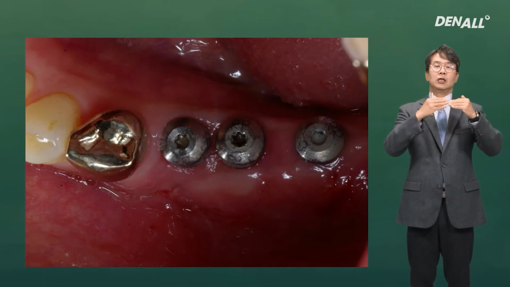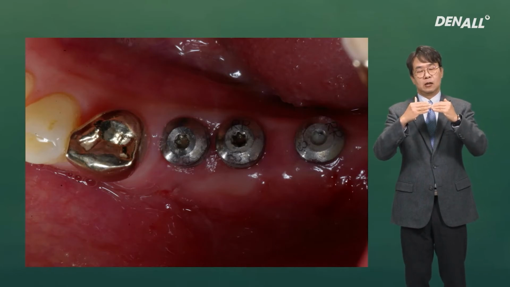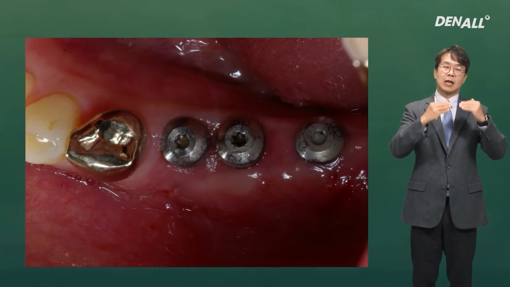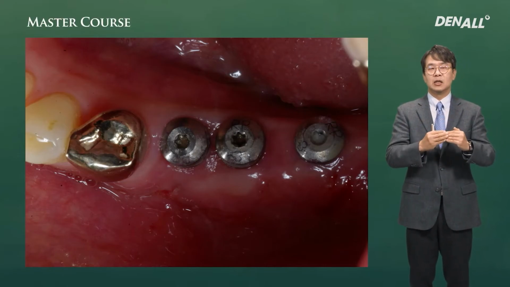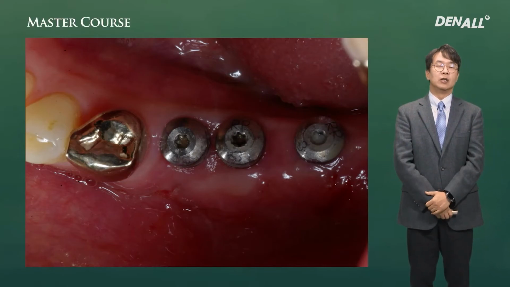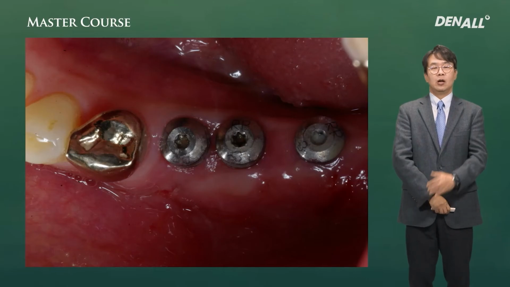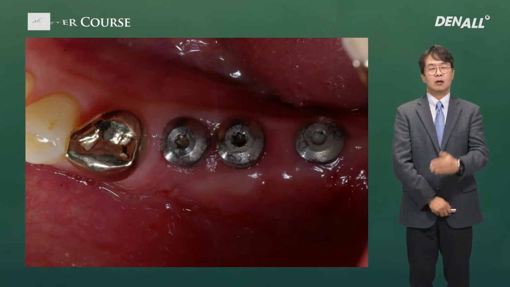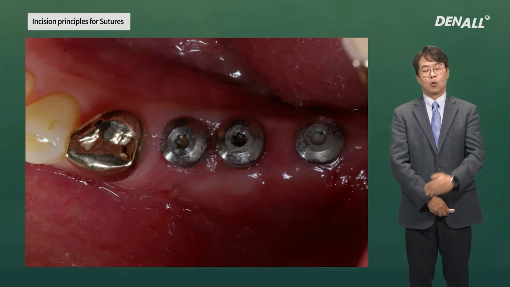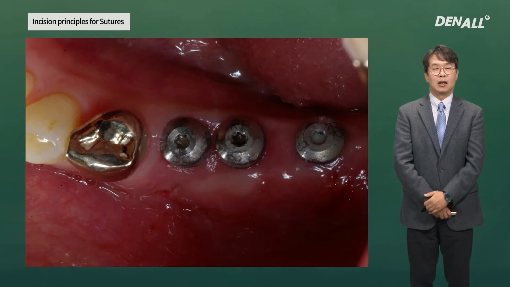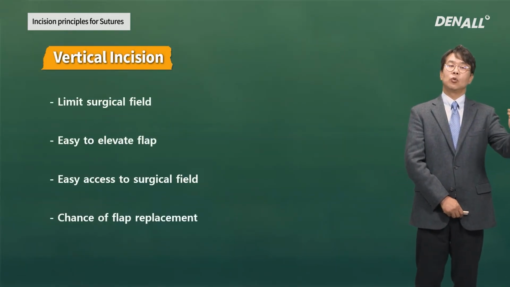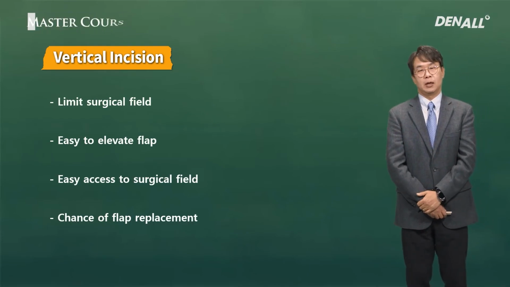For the horizontal incision, it should be made in the keratinized gingiva and over the crestal part. And when you make an incision intentionally, depending on the purpose, you don't have to cut all the way to the periosteum. And another incision is the vertical incision.